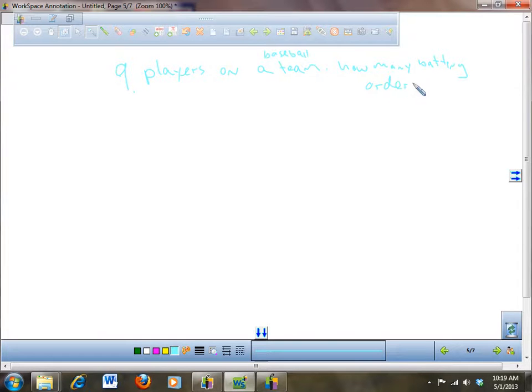Yep. So that's just 9 factorial. Because you have 9 times 8 times 7 times 6 times 5 times 4 times 3 times 2 times 1. Right? So that's 9P9, which is also equal to 9 factorial. And that's a lot. Right? So with those 9 players, you could have a lot of, what is it? 362,880.